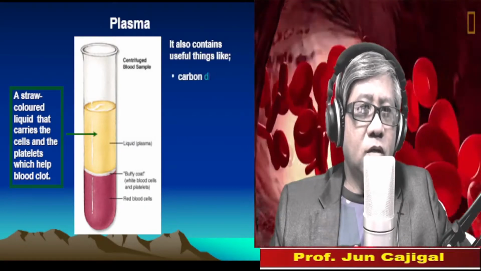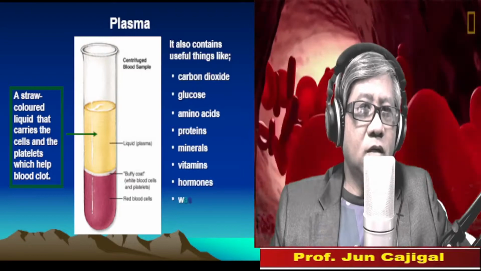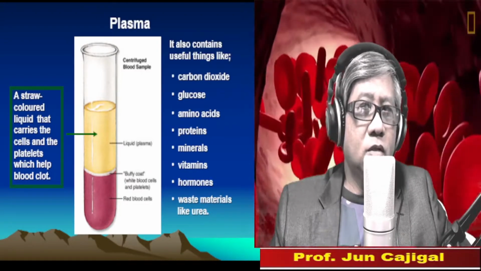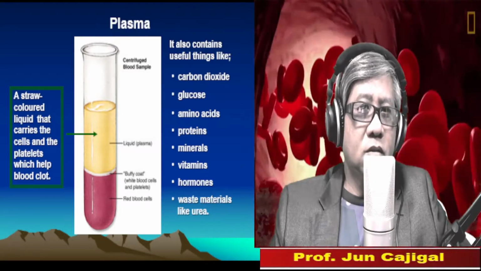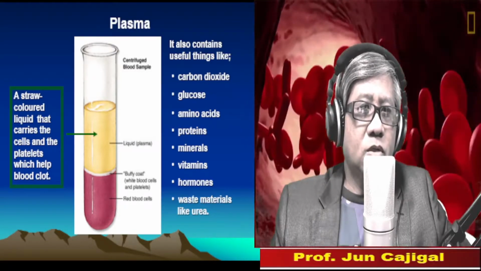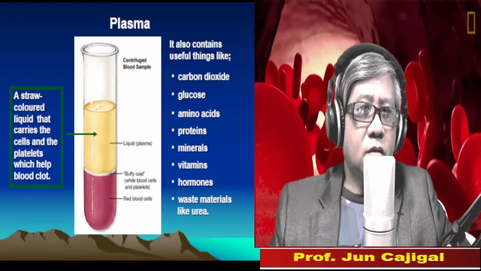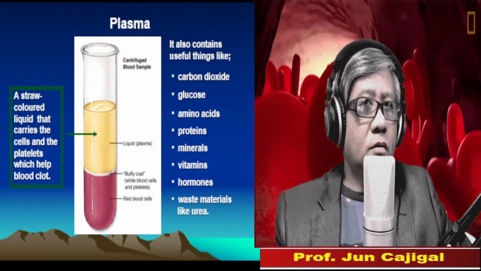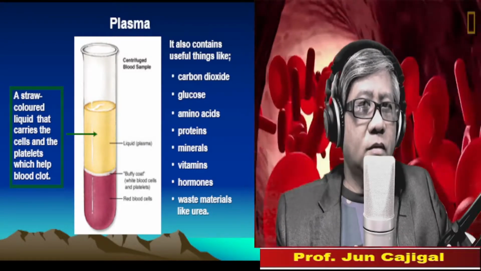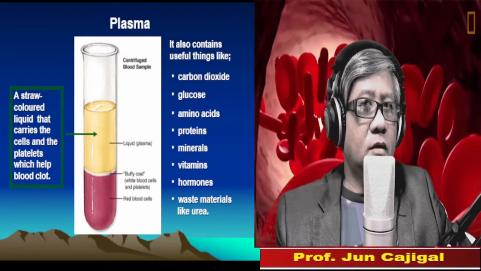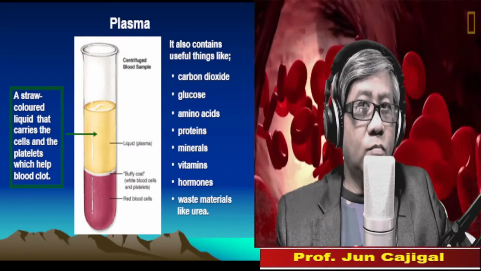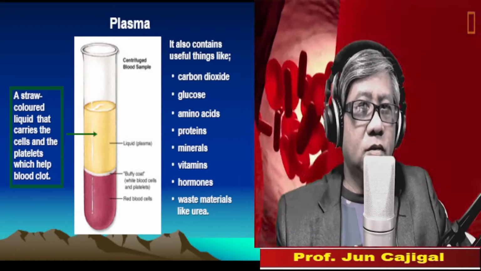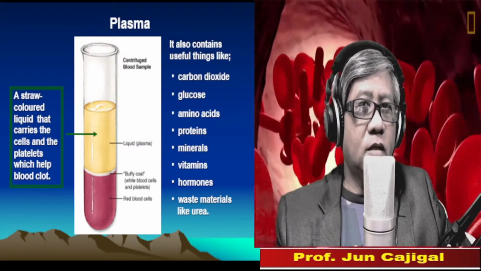Now, plasma contains the following. We have dissolved gases like carbon dioxide and oxygen. We have also glucose, amino acids, proteins, minerals, vitamins, hormones, and waste products like urea. So that's the liquid component of the blood or plasma. Now, suspended in plasma are the solid components of our blood. So we have the red blood cells, white blood cells, and platelets.